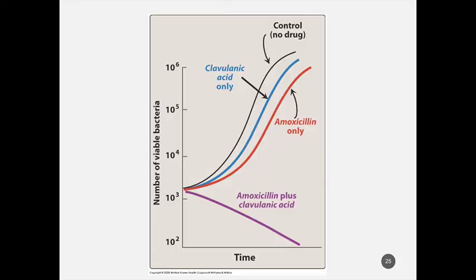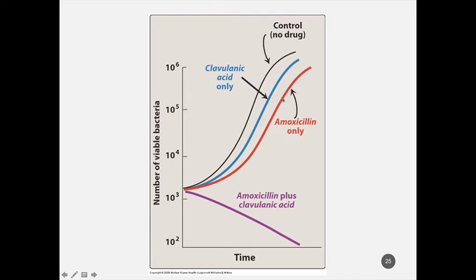So here's a picture that kind of illustrates this point. We have number of viable bacteria plotted against time. We have a couple things happening. Our control is no drug whatsoever, so you don't give a drug in a person that has a bacterial infection, and you see the number of viable bacteria going up over time, which isn't surprising. You give someone just clavulanic acid on their own, you still see the bacteria going up over time. Amoxicillin on its own, same. Bacteria levels climbing over time.